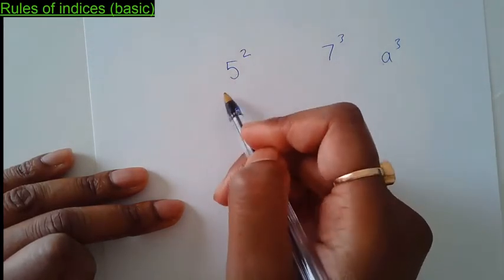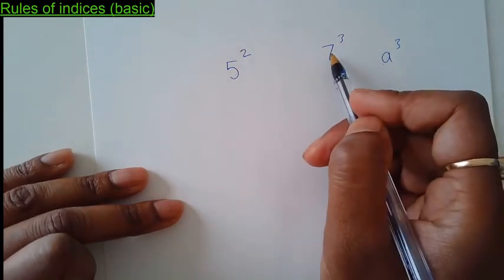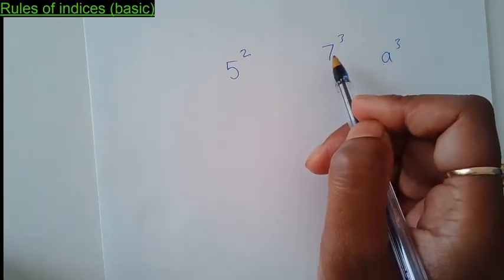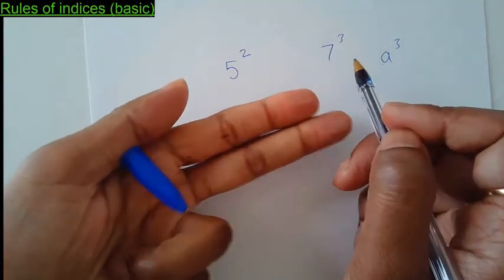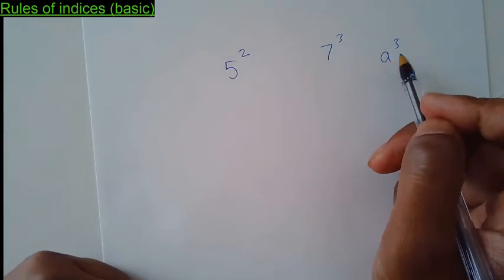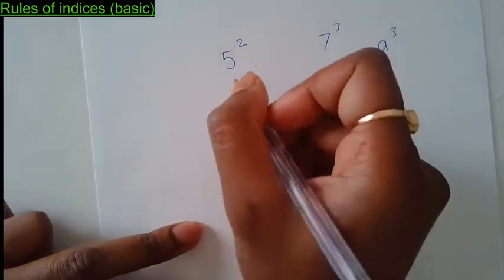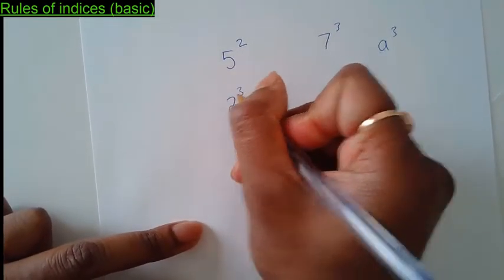That means 5 squared, it means 5 times 5. What does that mean? 7 to the power of 3. That means 7 times 7 times 7. And that one means A times A times A, and so on. Now, what if you got a problem like this?